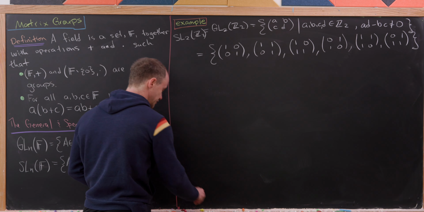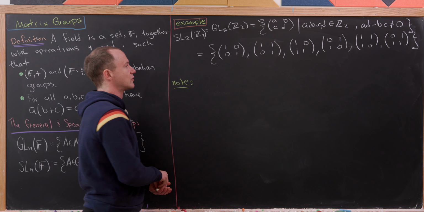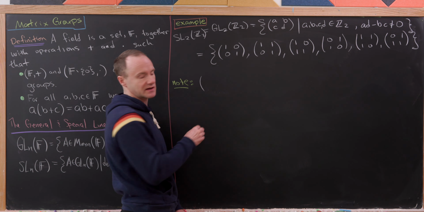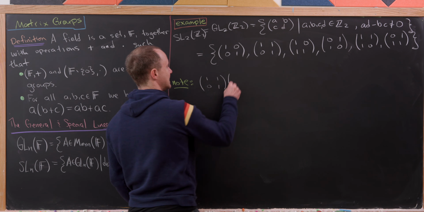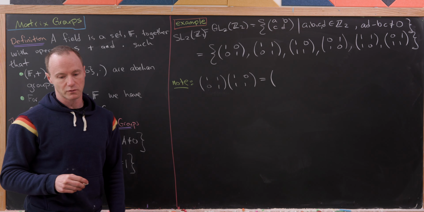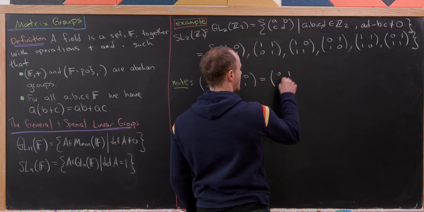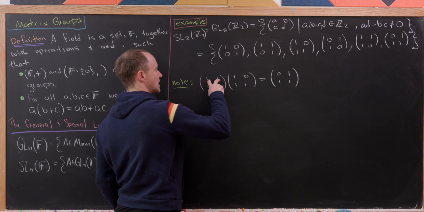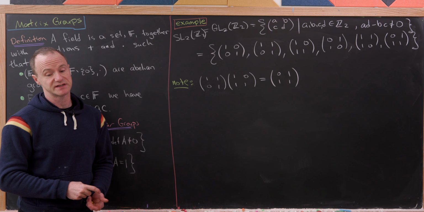Now I'd like to observe the following: this is a group of 6 elements that's non-abelian, and we can check that it's non-abelian like this. If we take the matrix 1, 1, 0, 1 and multiply it into the matrix 1, 0, 1, 1, what will we get? Doing standard rules of matrix multiplication, it's pretty easy to see that you get the matrix 0, 1, 1, 1. Notice that the first entry comes from multiplying 1, 1 into 1, 1, so you get 1 plus 1, which is 2, which is 0.